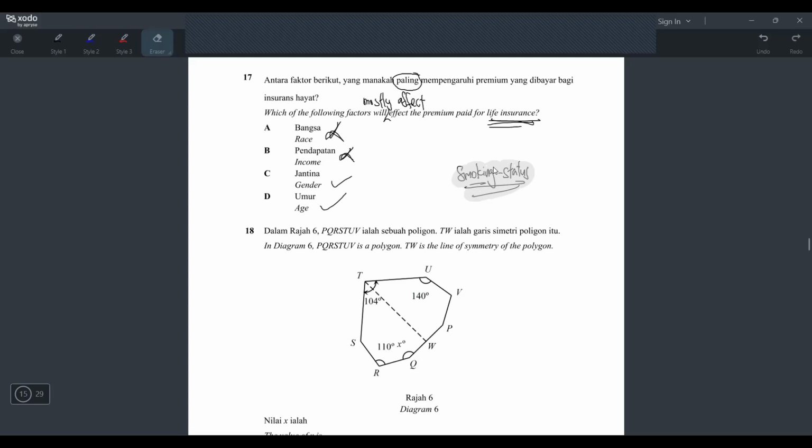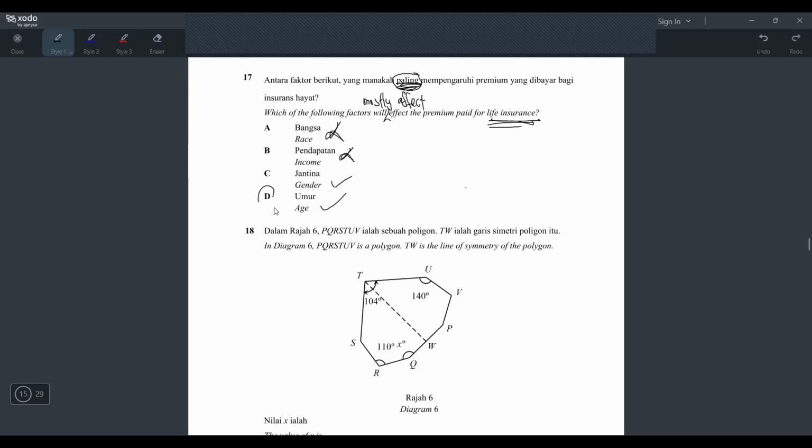And gender also they will look at actually. For male is usually higher risk, right? The premium is higher, and then age also. But I think the keyword here is paling, right? So gender and age, which one affects the premium more? They both will affect, but which one affects more?